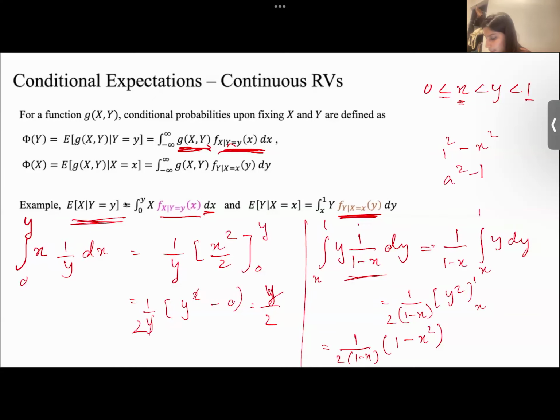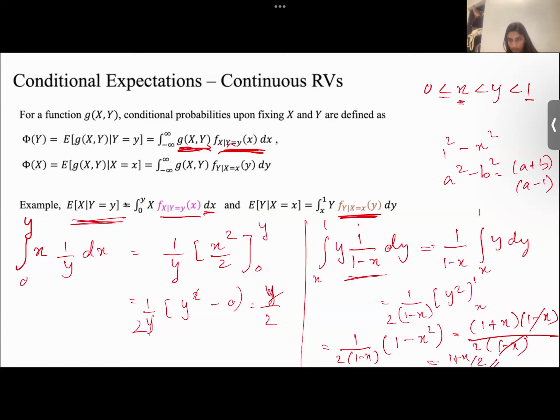It's actually a square minus b square. So like we have learned in algebra, a square minus b square can be written as a plus b into a minus b. So we do the same thing here. You write a plus b, a minus b, where a is 1, b is x. So you write a plus b, a minus b divided by 2 into 1 minus x. So these two get cancelled out. And your final value is 1 plus x by 2. This is your final value. So we have calculated the expectation of y given x as well.